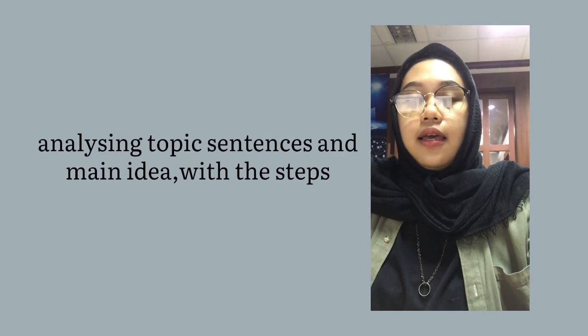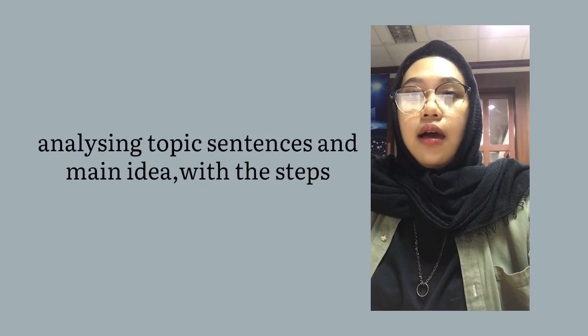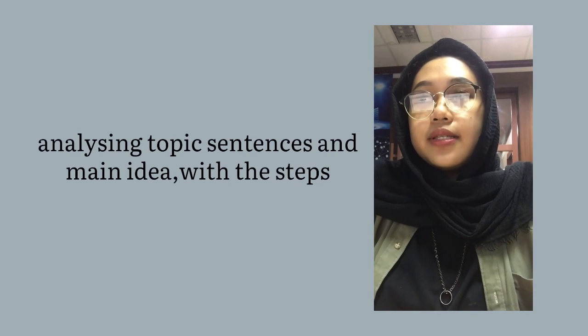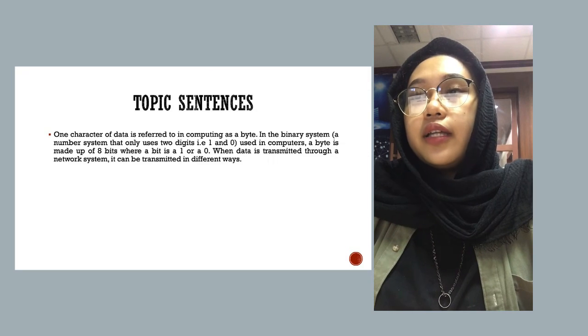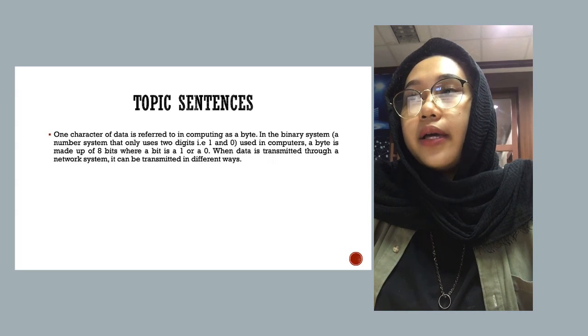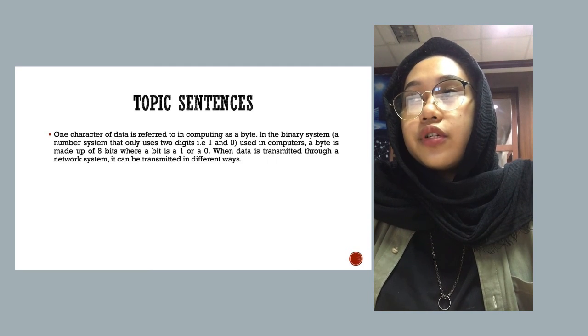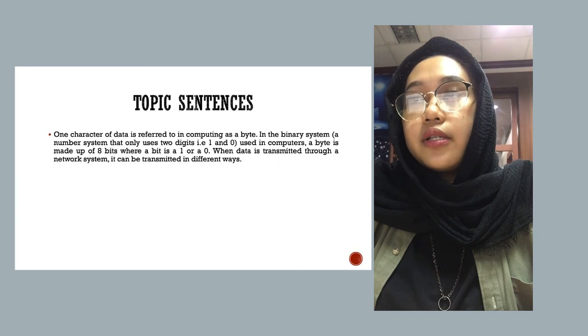Next, analyzing topic sentence and main idea with steps. Topic sentence: One character of data is referred to in computing as a byte. In the binary system, a number system that only uses two digits, 1 and 0, used in computers, a byte is made up of 8 bits, where a bit is a 1 or a 0.